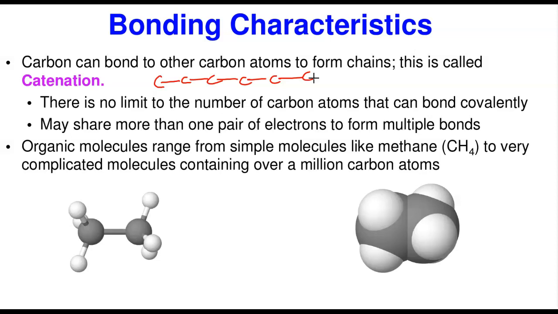It can keep bonding. In doing this, carbon can share one pair of electrons or multiple pairs. What it means is that carbon can form a double bond, it can form a triple bond, and it can form a single bond. It can keep bonding, making it so unique, and that is the reason why we have so many organic compounds. Organic molecules range from simple compounds like methane with just one carbon to very complicated molecules containing millions of carbons.